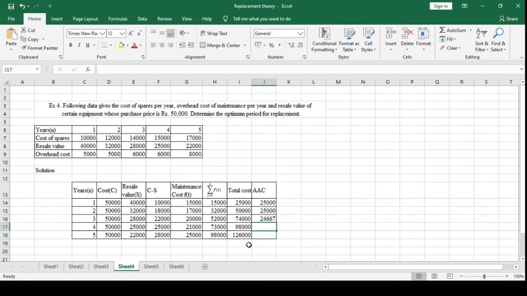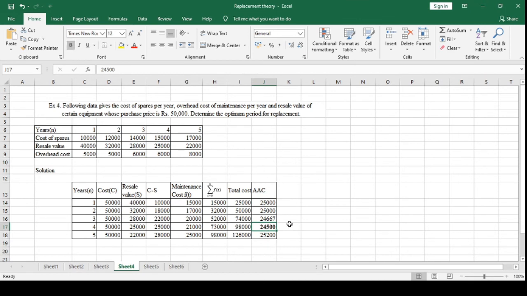24,667. Now 98,000 divided by 4, so your answer will be 24,500. And for the last year, that is 1,26,000 divided by 5, so your answer will be 25,200. Now we are observing a pattern over here, that is, your average annual cost for the first 2 years is the same, then after it is decreased, then again it is decreased, and after the fourth year it will increase again. Okay, so our answer will be fourth year.